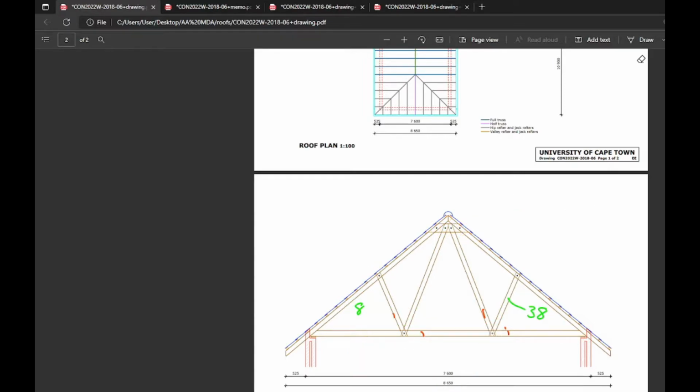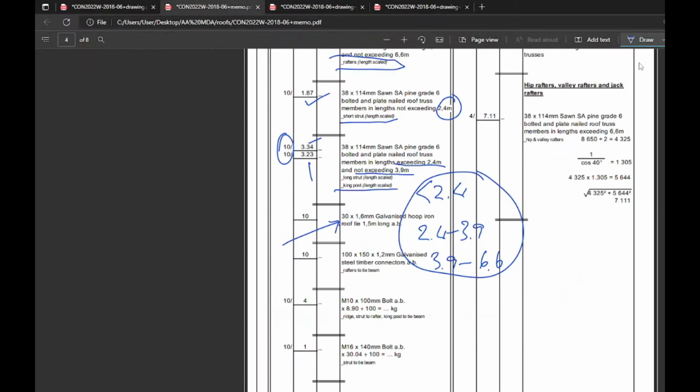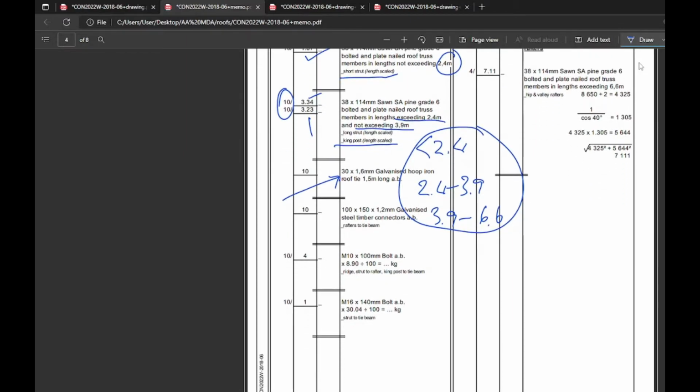Let's clean up a bit. Okay, let's hop back onto amazing. Double steel connectors.